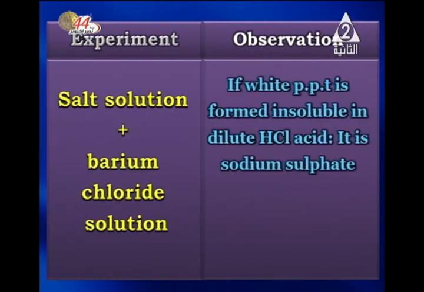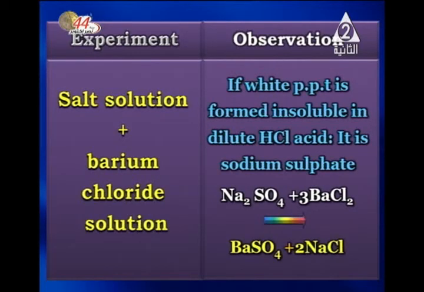But if the white precipitate is formed but insoluble in dilute acid, it is sodium sulfate. Here the equation proceeds on the screen: sodium sulfate plus barium chloride solution gives a white precipitate of barium sulfate, and sodium chloride solution is produced.